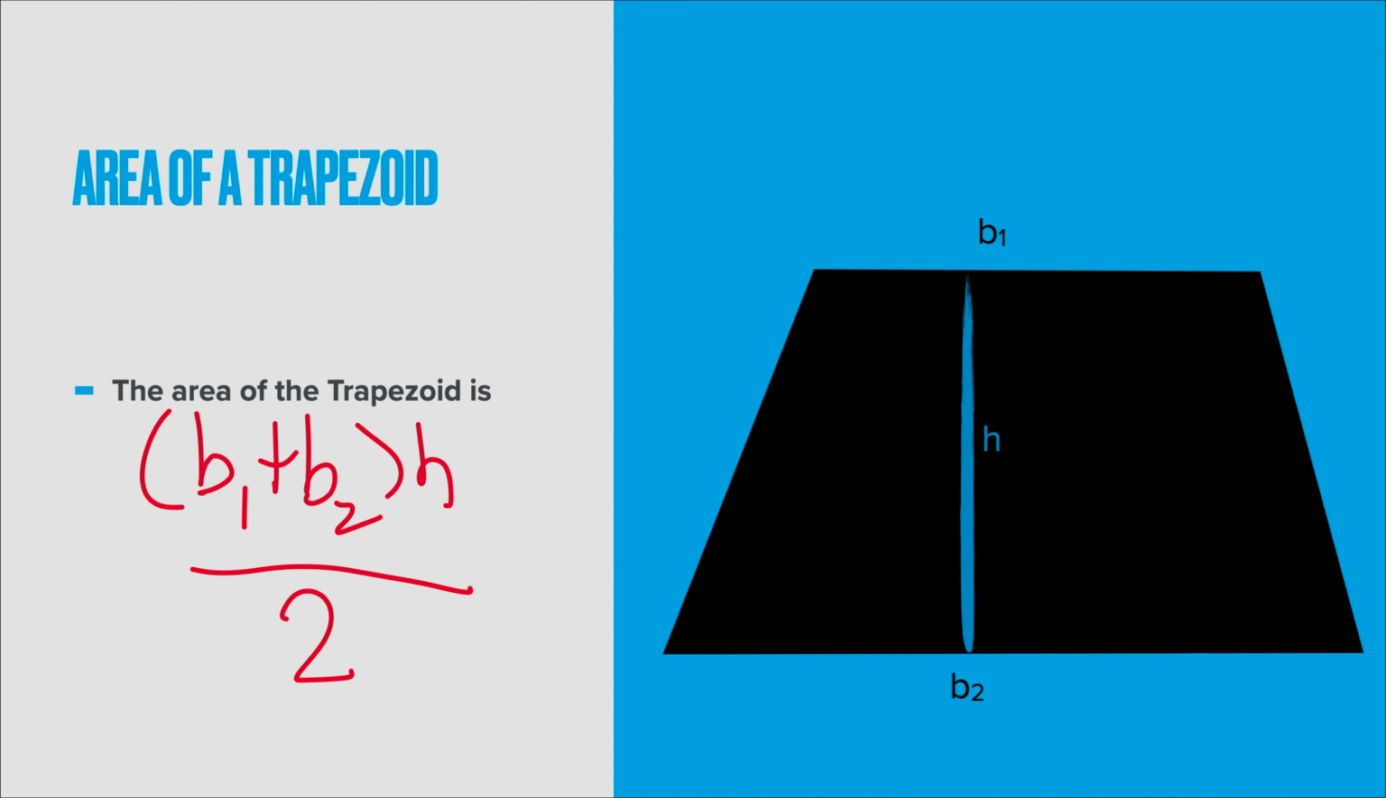Honestly, I tend to think of it as b1 plus b2 divided by 2 times height, because writing it this way makes me remember, oh yeah, that is an average. It's a mean. And so I like to think of it this way, but this is our formula right over here.